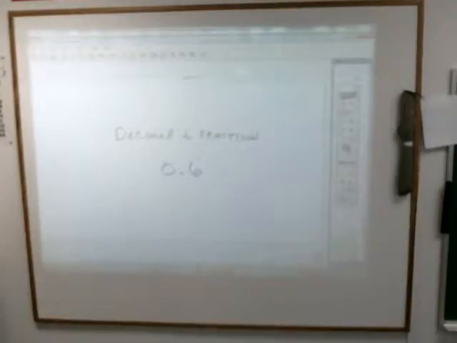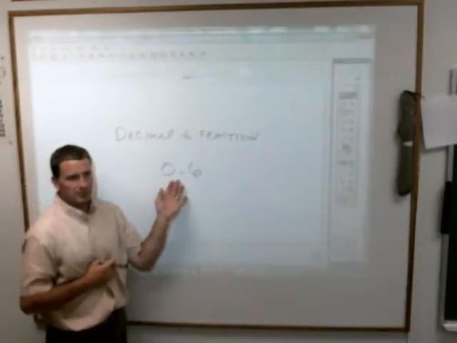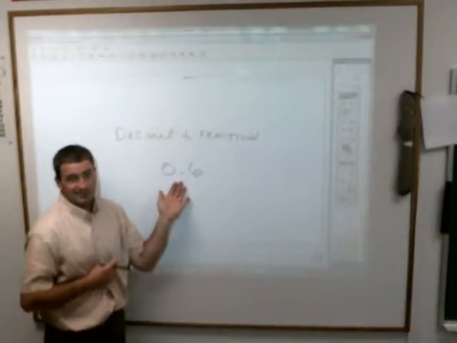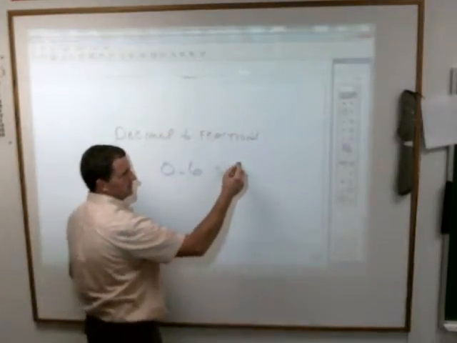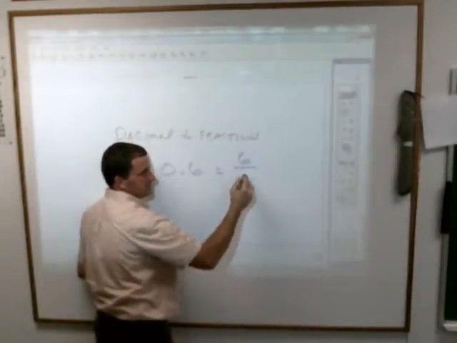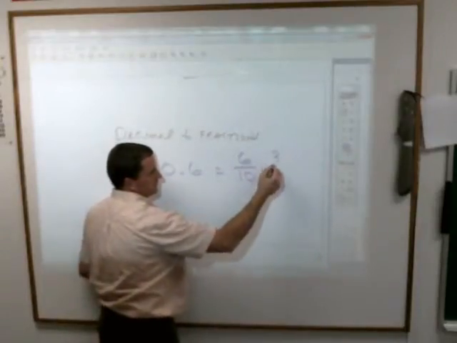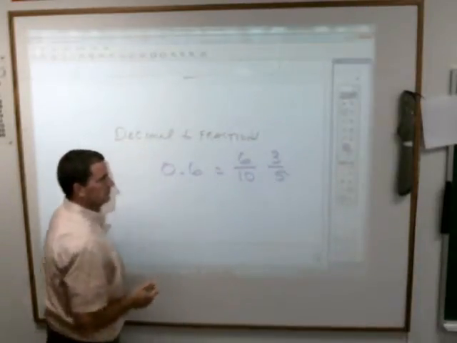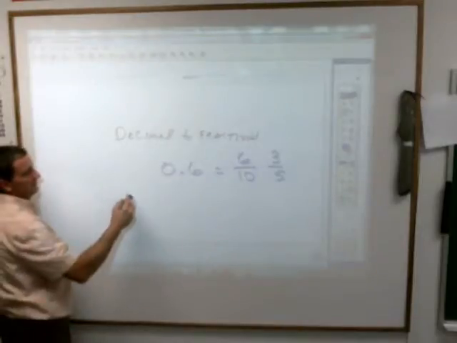There could be nothing easier, by the way, in my own personal opinion. We put it over 10. Why over 10? Because it's in the tenths place. Or if you just think about how you say this decimal, it's 6/10. And you just need to reduce it, which is 3/5. Or how about this one?